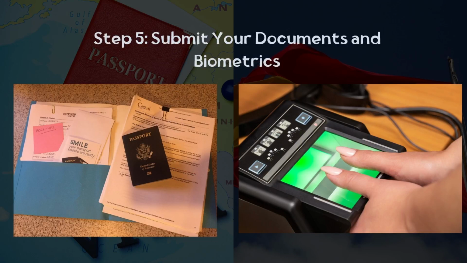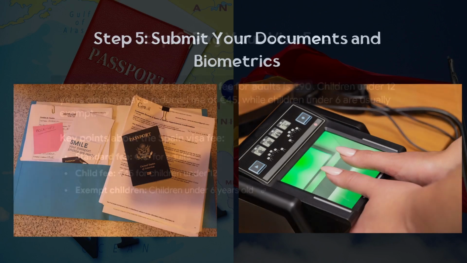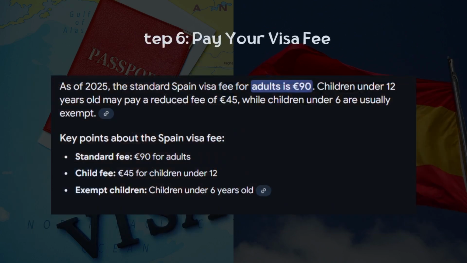Step 6. Pay your visa fee. Next, you will need to pay your visa fees. This is typically done via a demand draft made out to the Embassy of Spain. Be aware that other fees may need to be paid in cash.